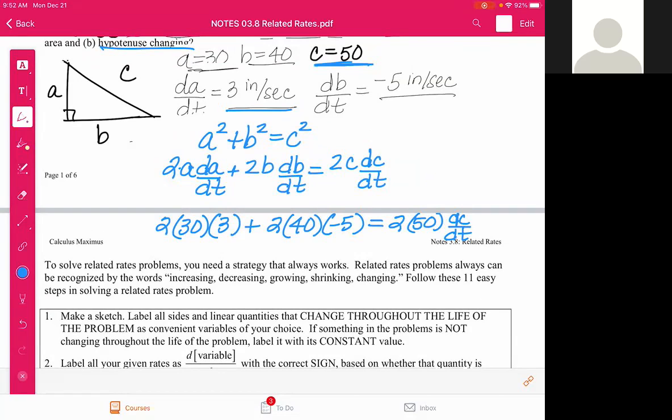All right. So 2 times 3 is 6. 6 times 30 is 180. That's 180 plus 2 times negative 5 is negative 10. Negative 10 times 40 is negative 400, equals 2 times 50 is 100 times dC dt. Okay. Get the dC dt by itself. So 180 minus 400.